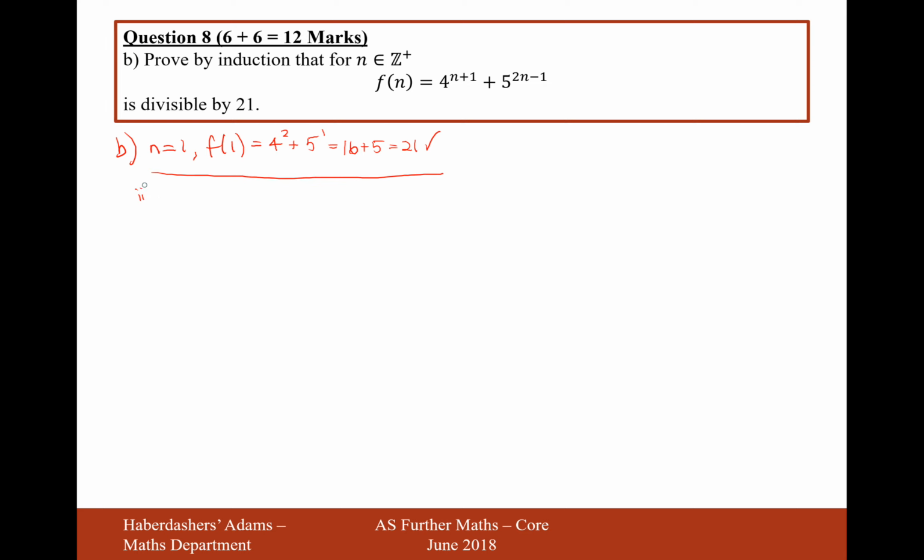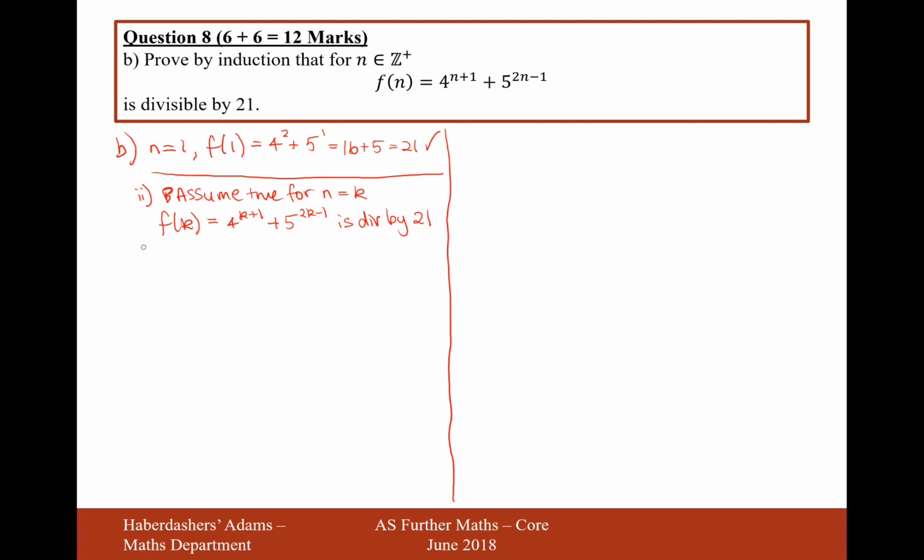Then we prove part 2, so assume true for n equals k. So we can assume that f of k equals 4 to the power of k plus 1 plus 5 to the power of 2k minus 1 is divisible by 21. Okay, now moving on to the important step 3 here. So, prove true for n equals k plus 1.